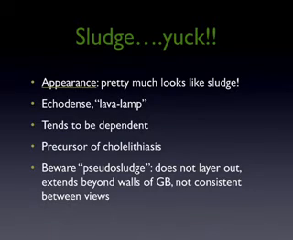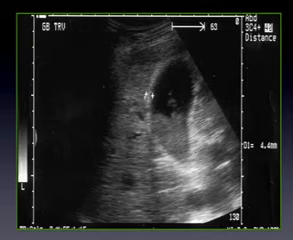On ultrasound, sludge looks like the way the word sounds. It appears echodense, it has a lava lamp appearance, and also it tends to be dependent. So moving the patient, it's going to move around within the gallbladder lumen. As it's the precursor to cholelithiasis, it is relevant to note its presence. That said, beware pseudosludge. This tends not to layer out, it extends beyond the walls of the gallbladder and is generally due to sonographic artifacts.